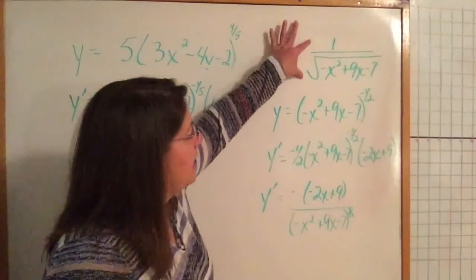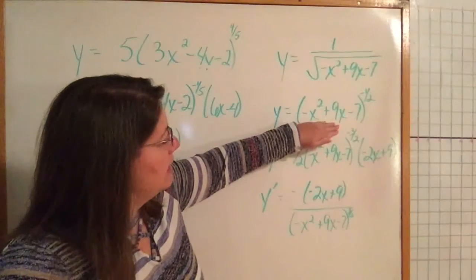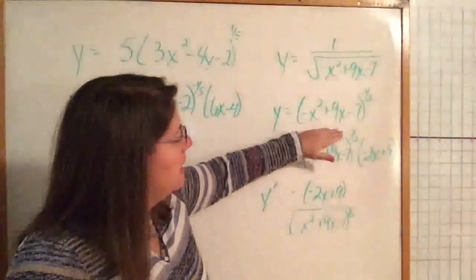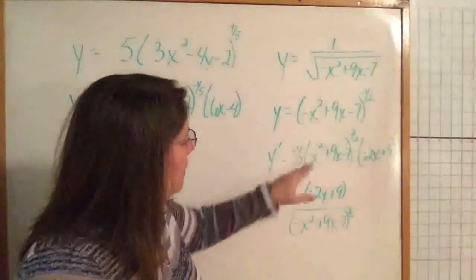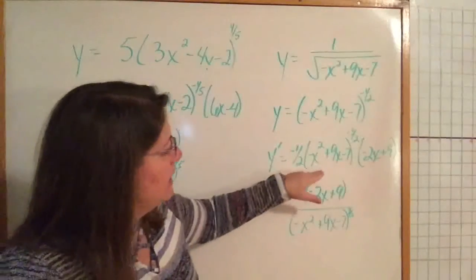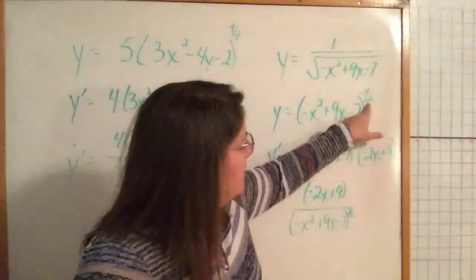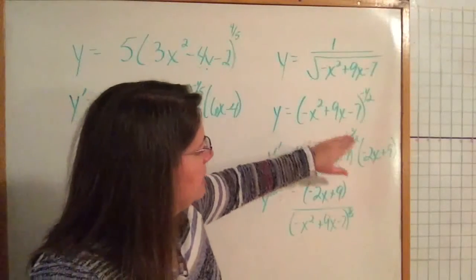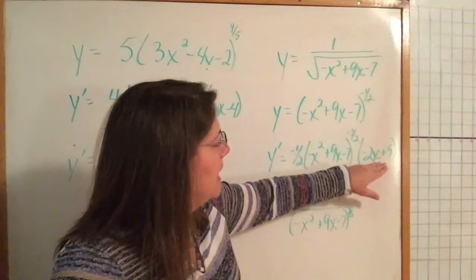First, I did a rewrite. I rewrote it as negative x squared plus 9x minus 7 to the negative 1/2. Then I do the chain rule. So negative 1/2 times 1 is negative 1/2. Times the inside part, decrease that power by 1 is negative 3/2. And then we take the derivative of the inside, which is negative 2x plus 9.